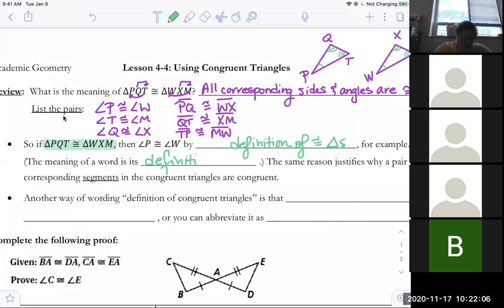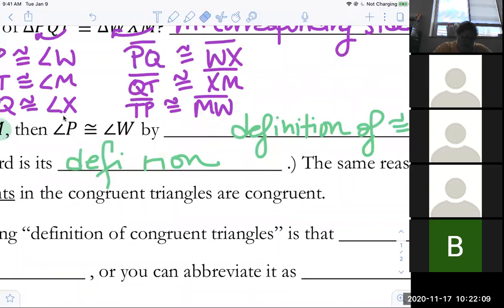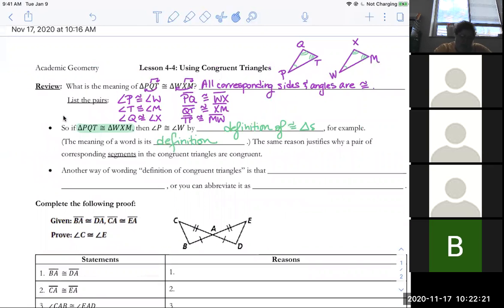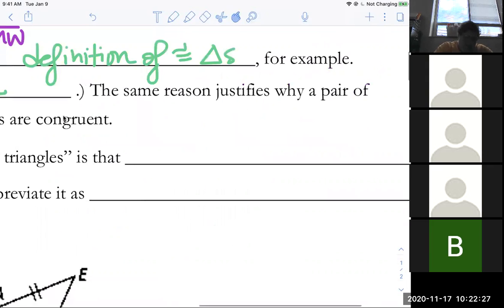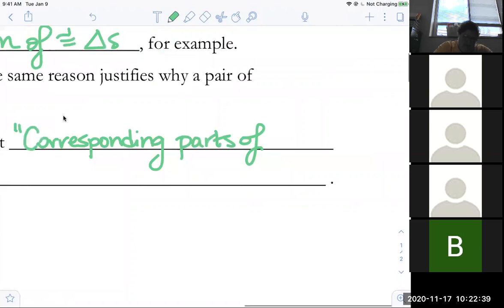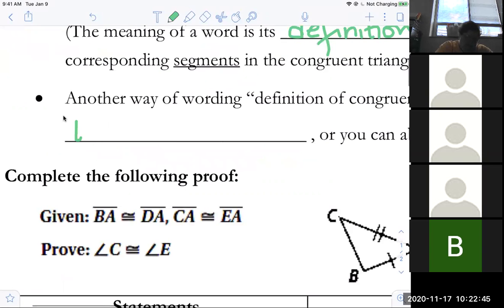So you'll see that sometimes in problems, if you know that the triangles are congruent, then you can use, all right, because they're congruent, the meaning of congruent triangles is that all the corresponding sides and all the corresponding angles are congruent. Sometimes, instead of writing definition of congruent triangles, you might see the phrase corresponding parts of congruent triangles, I'll zoom back out in a second, are congruent.